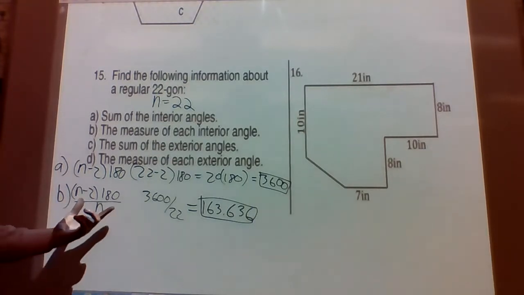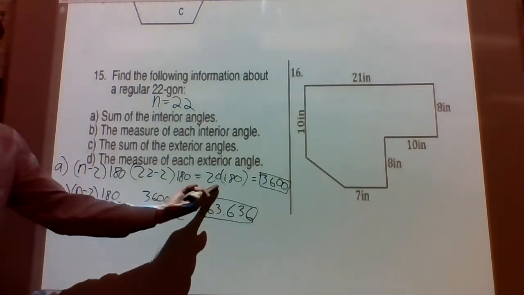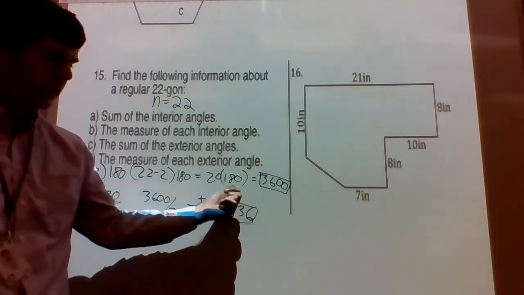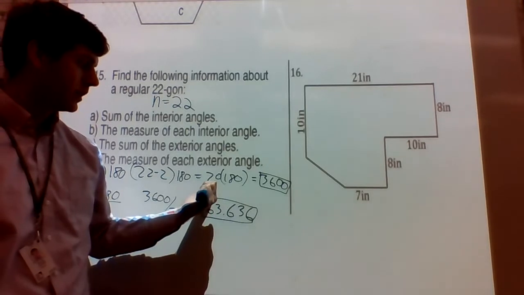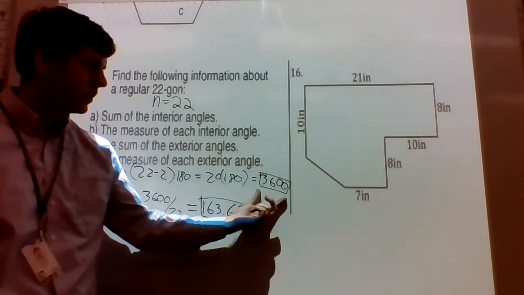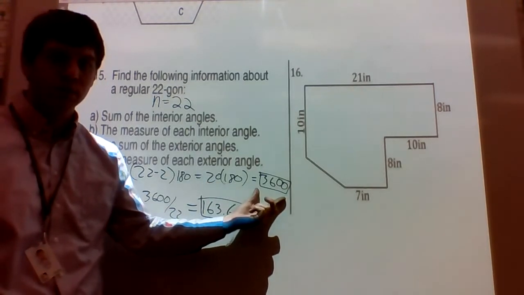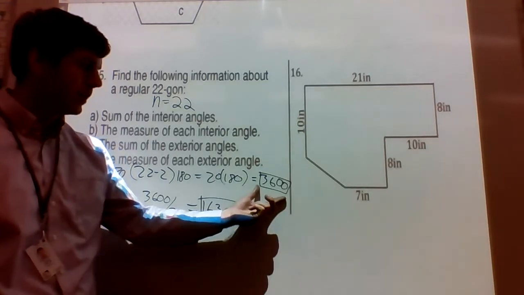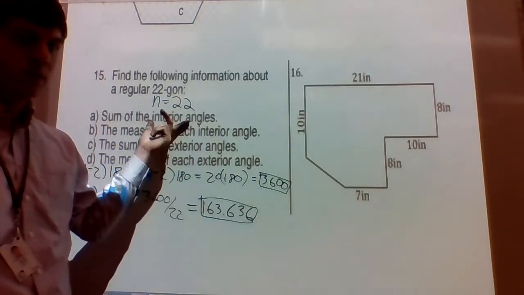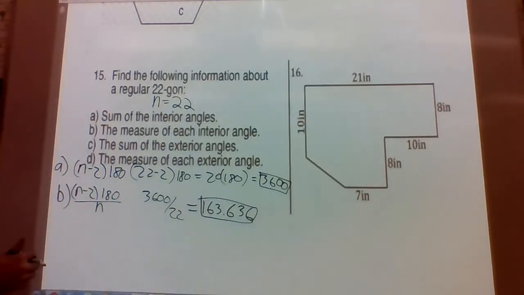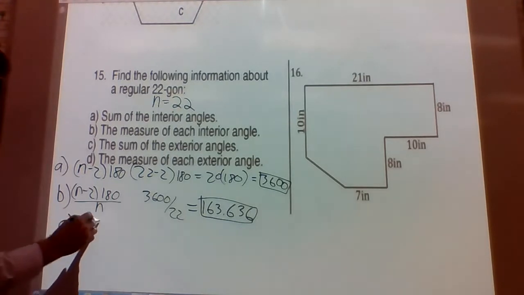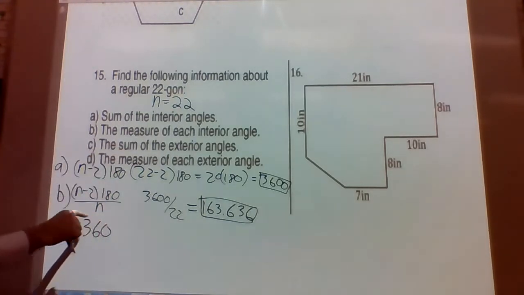So we can make 20 triangles. Each triangle has 180 degrees. So in a 22-gon, we can make 20 triangles, each with 180. That gives us our total, 3,600. Divide by the number of angles that there are. So there are 22 angles. So we get 163.636. The formula for the sum of exterior angles is 360.